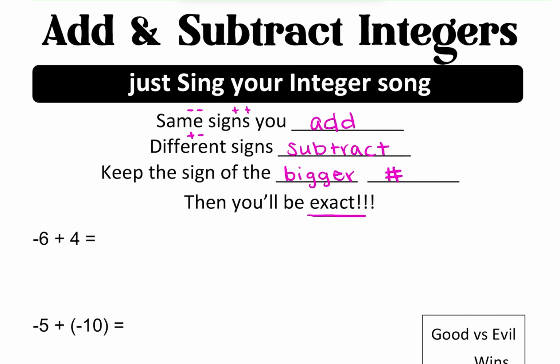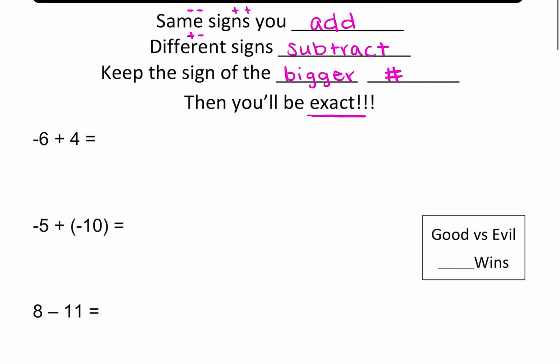And this goes to the rhythm of row, row, row your boat. So, same signs you add, different signs subtract. Keep the sign of the bigger number, then you'll be exact. You're welcome. So here we go.